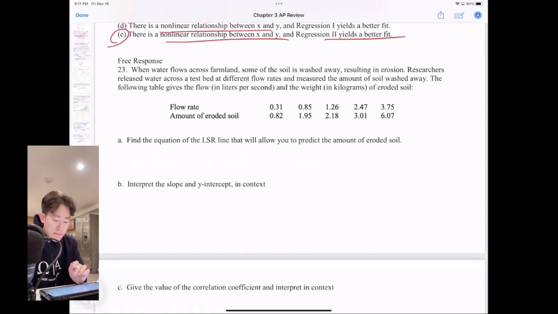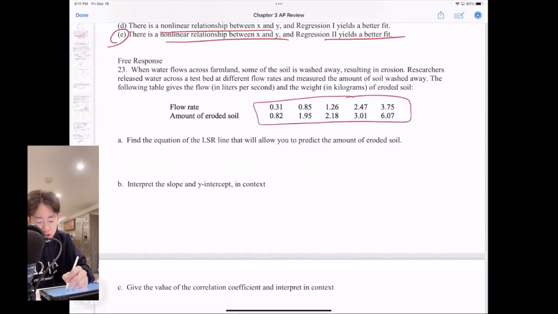So 23, I'm given the list of the numbers. Usually the first one, they label it as flow, whatever they give you as a context. In this case, it would be flow rate as X, the explanatory. Amount of eroded soil will be Y, your response. So find the equation of the LSRL.